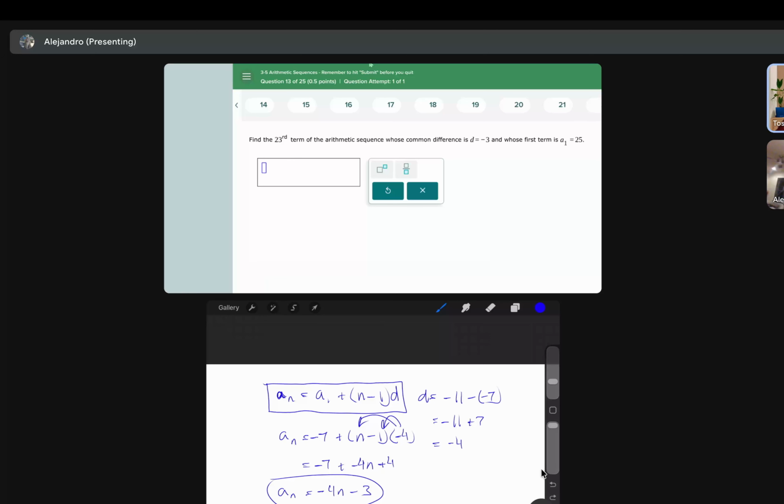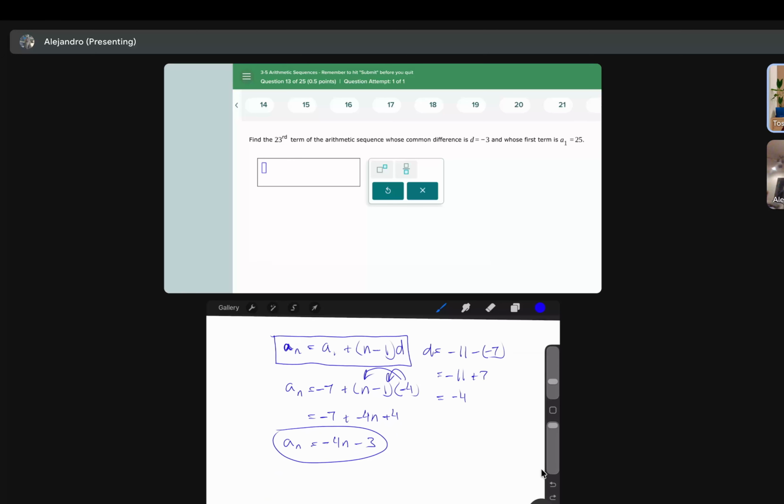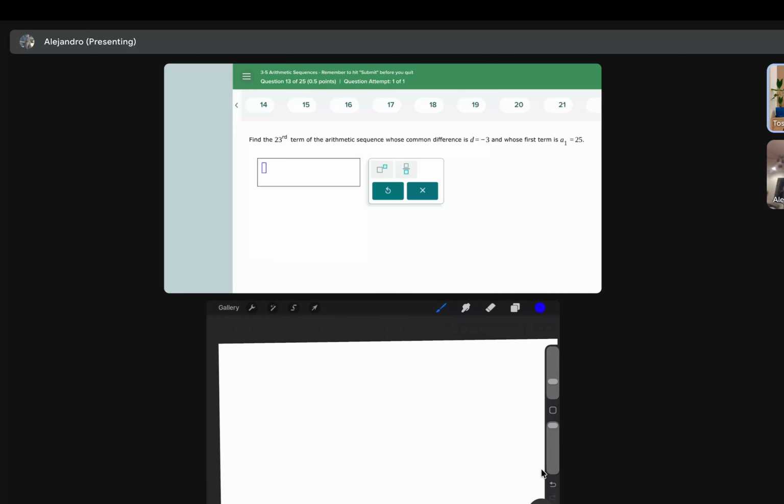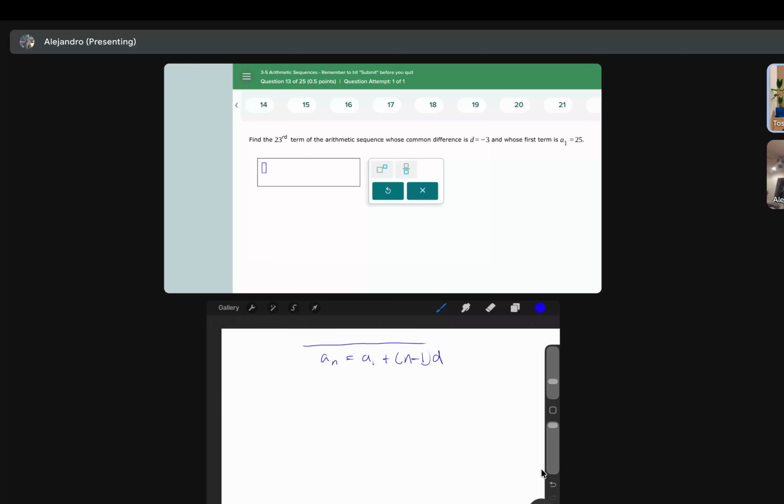Okay, so for more practice, it's just the same. They give you what you need. So based on the formula again, A sub 23 equals A sub 1, which I gave you, 25, plus n, again, is 23 minus 1. And the common difference is -3. Just be neat here.